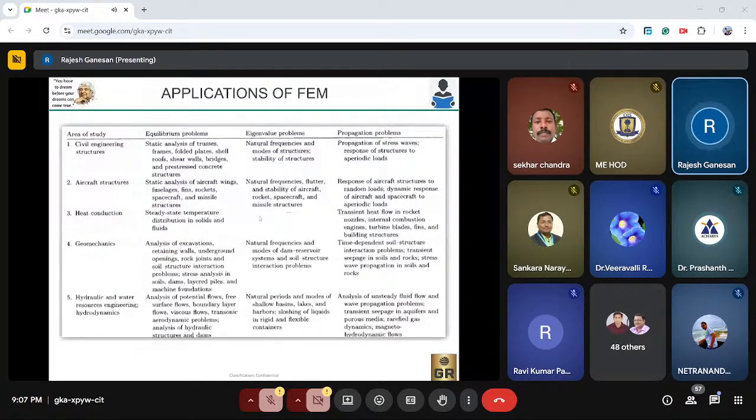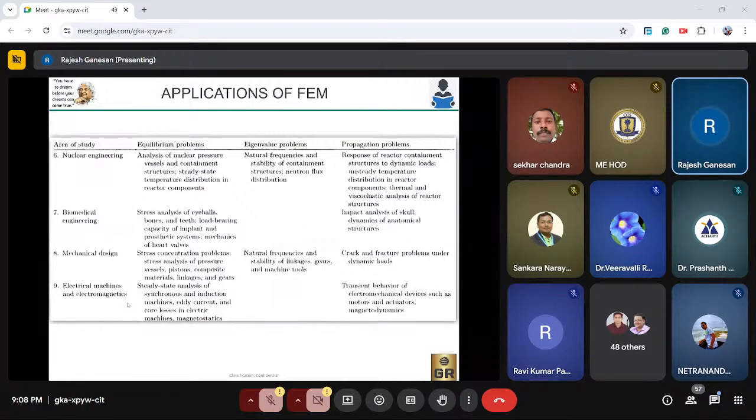So, other applications of FEM: we can go for civil engineering structures, where static analysis of trusses, flat plates, shells, roofs, shear walls, bridges, and prestressed concrete structures, etc. Aircraft structures, structural analysis of aircraft wings, all kinds of aircraft things. Heat conduction, geomechanics, hydraulic and water resource engineering, nuclear engineering, biomedical, mechanical design, electrical machines, and electromagnetics. Wherever we are going with a product, FEA is playing a vital role in all applications, which is very important.